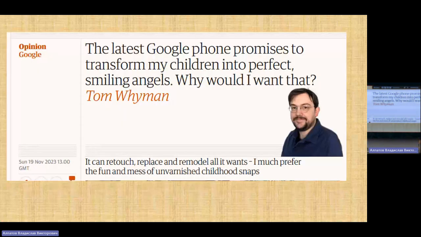This is an example from The Guardian. The latest Google phone promises to transform my children into perfect smiling angels by different retouching. Why would I want that? So me, I don't want that, right? It can retouch, replace, and remodel all at once. I much prefer the fun and mess of unvarnished, newly retouched childhood snaps, photos.